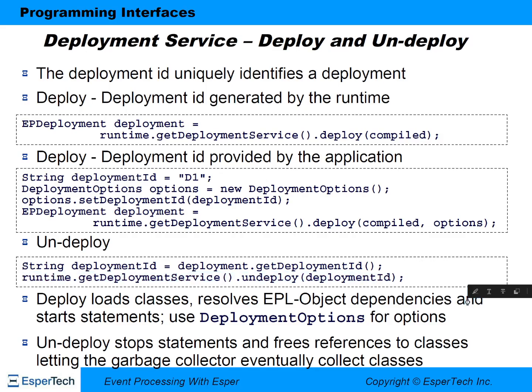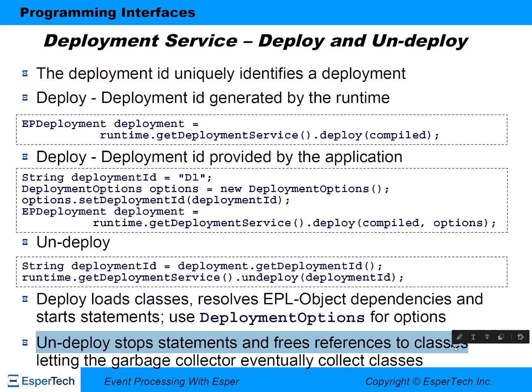The deploy operation loads classes, resolves EPL object dependencies and starts statements. The deployment options class has many options, such as for overriding statement names or for attaching an application-provided object to the deployment. The undeploy operation stops statements and frees references to classes, letting the garbage collector eventually collect classes.